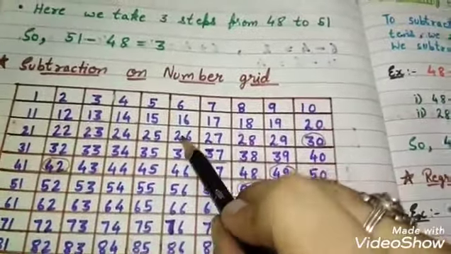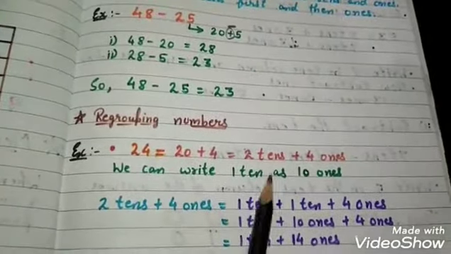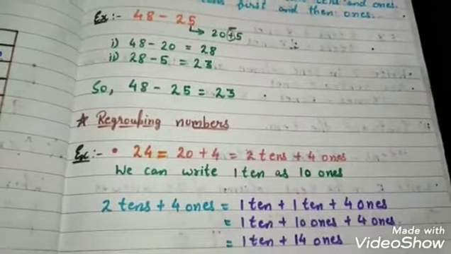Next topic is regrouping numbers. See, in this example, we take 24. We write this 24 as 20 plus 4. And this 20 we can write as 2 tens, and this 4 we can also write as 4 ones. In subtraction, we can write 1 ten as 10 ones.